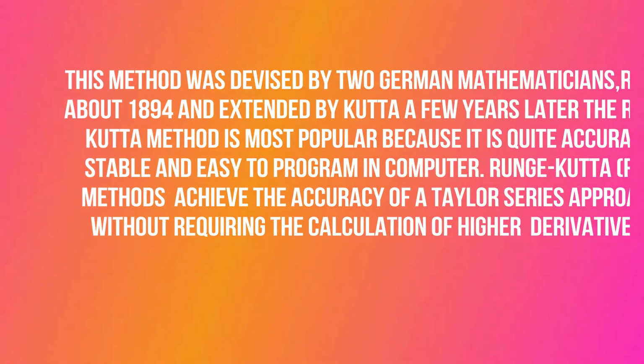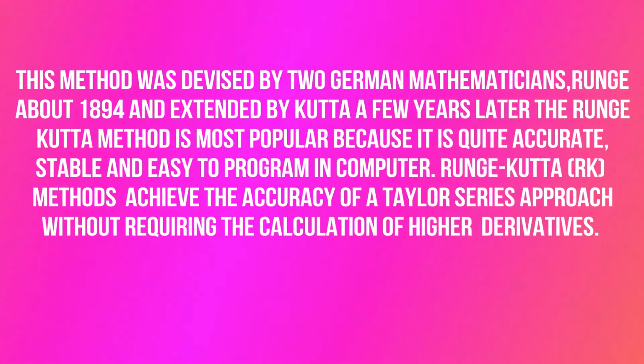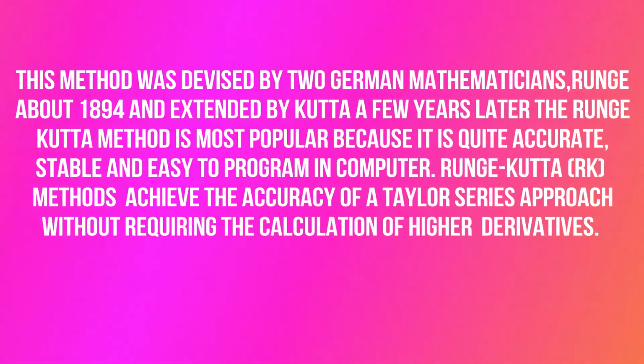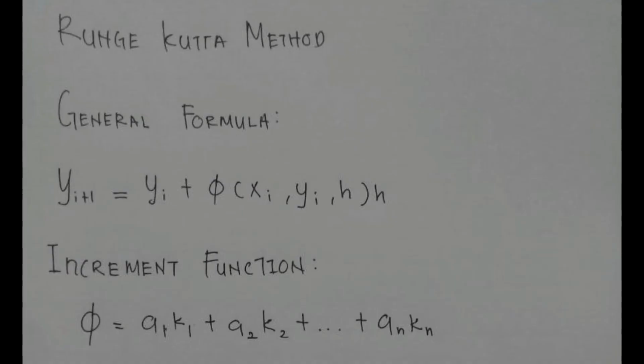According to Muhammad Amirul Islam 2015, he claimed that this method was devised by two German mathematicians, Runge, about 1894, and extended by Kutta a few years later. The Runge-Kutta method is most popular because it is quite accurate, stable, and easy to program in a computer. It achieves the accuracy of a Taylor series approach without requiring the calculation of higher derivatives. This is the general formula for Runge-Kutta.